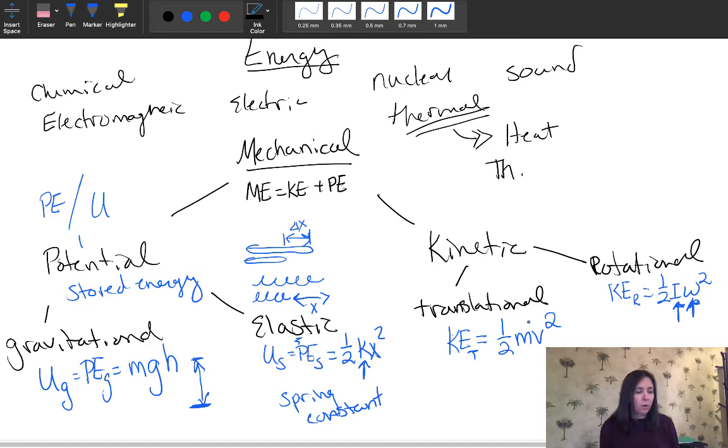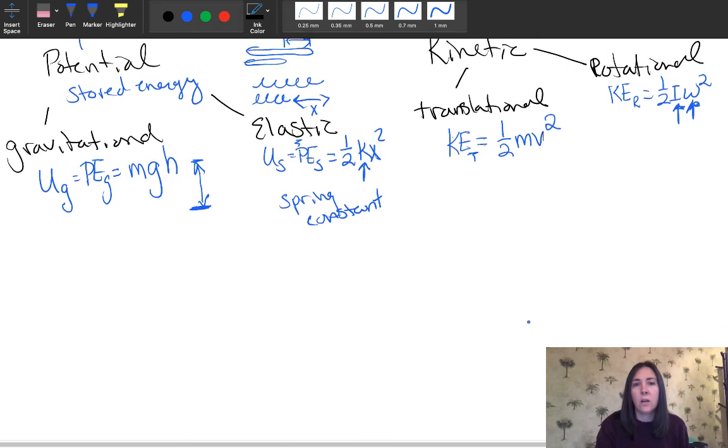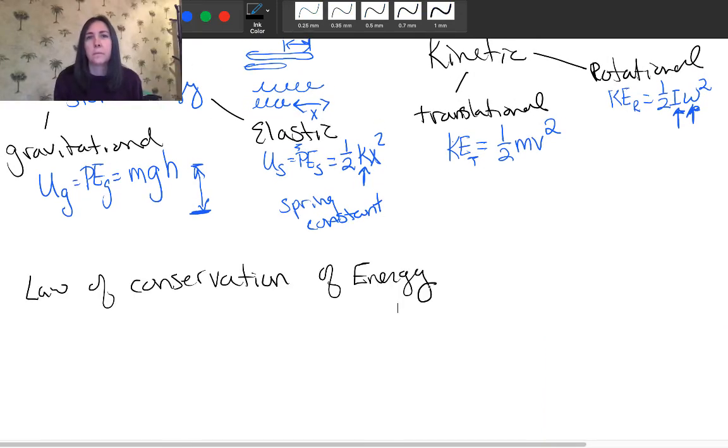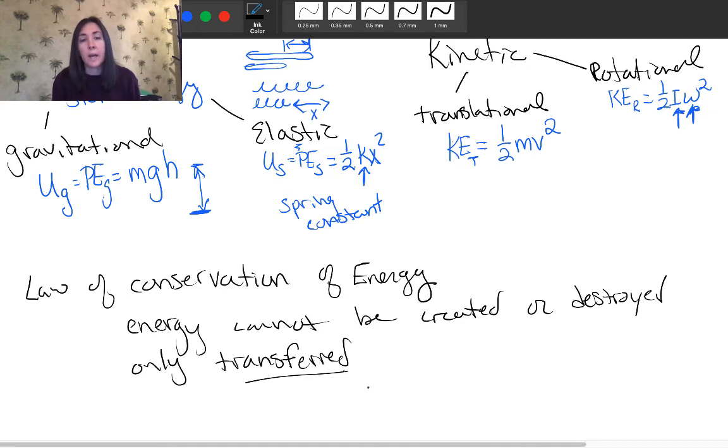Okay, now that we know all of this, the one big thing to remember is the law of conservation of energy. The law of conservation of energy states that energy cannot be created or destroyed. It can only be transferred. Now, that idea of being transferred, it can be transferred to another object or to another type of energy.